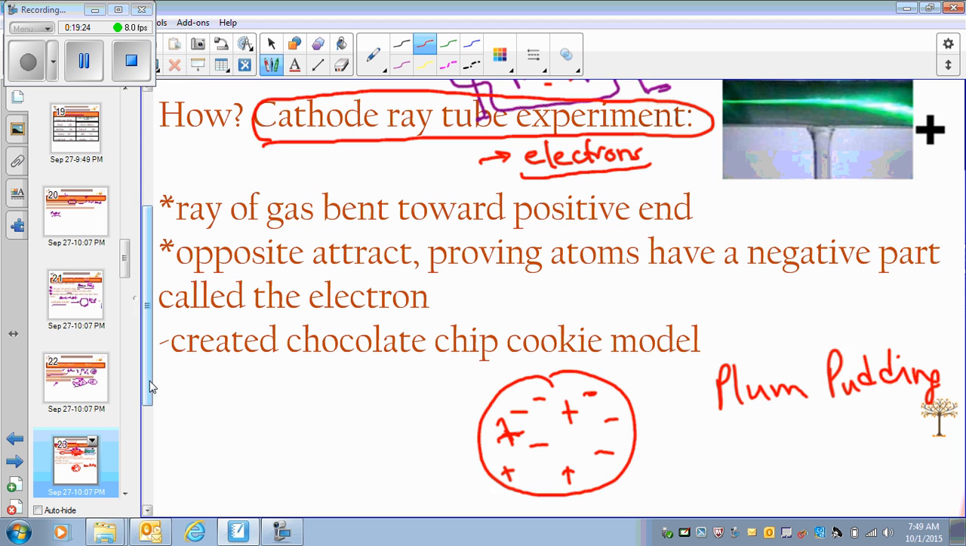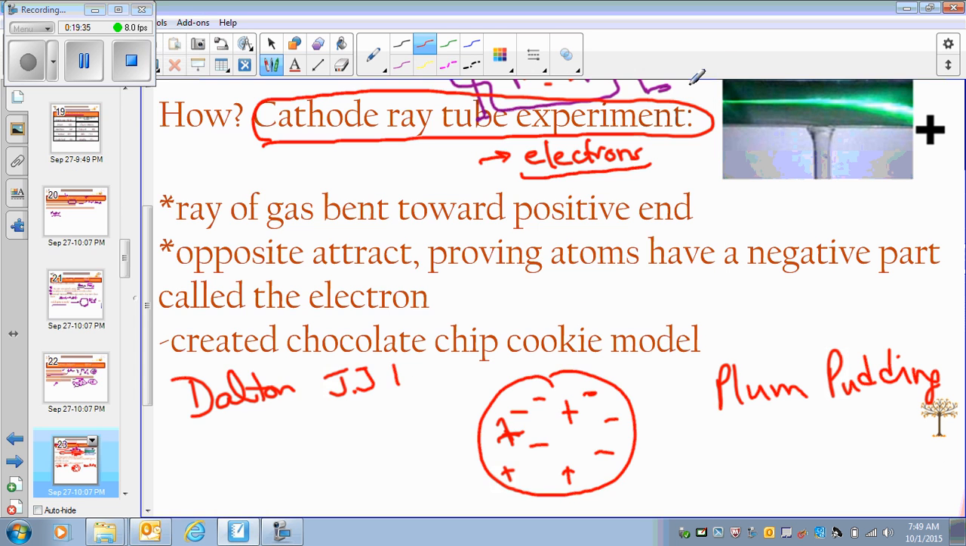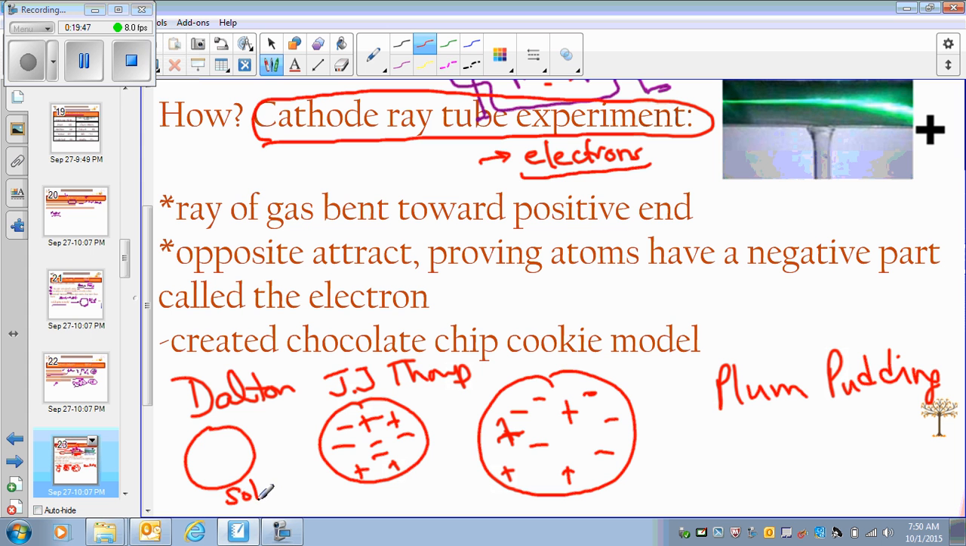So 2 scientists have been told to you by now in reference to the atom. One is Dalton, one is J.J. Thomson. Dalton did the solid sphere model. J.J. Thomson did the plum pudding model. So you have to know these 2 models. This is the solid sphere model, and this is the plum pudding model.